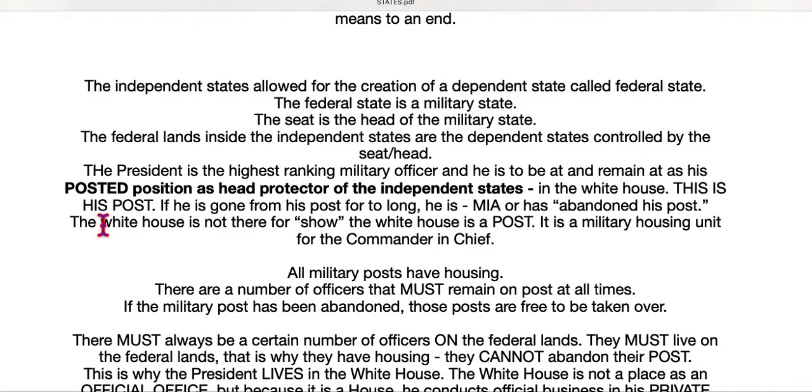This is his post. If he has gone from his post for too long, he is MIA, or missing in action, or has abandoned his post. The White House is not there for show. It's not an official office. It's his home because he's in the military, and the military provides its officers with homes because they are not supposed to leave their post. The White House is a post. It's a military housing unit for the commander-in-chief.